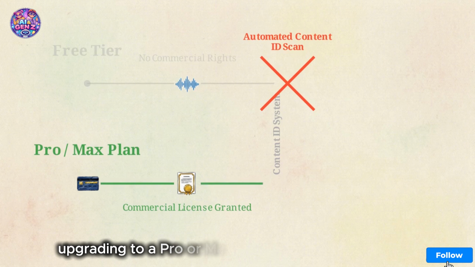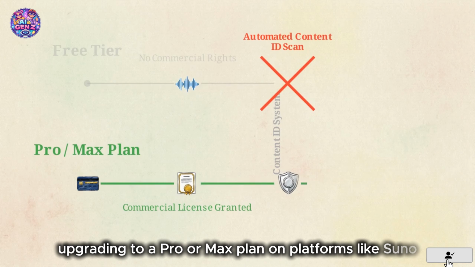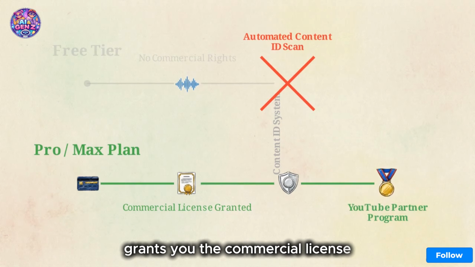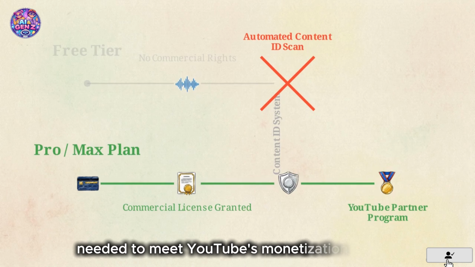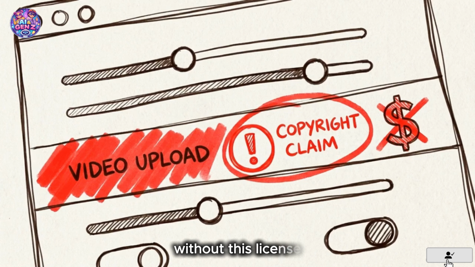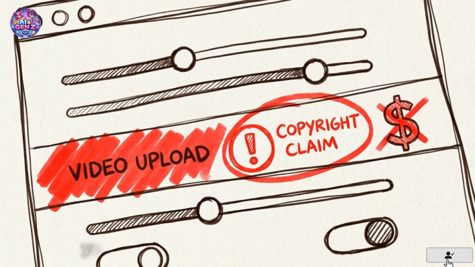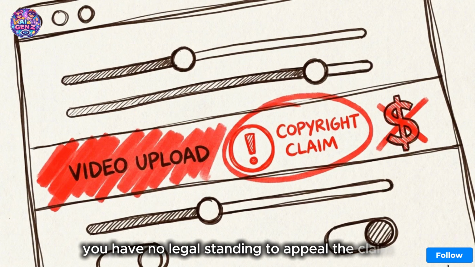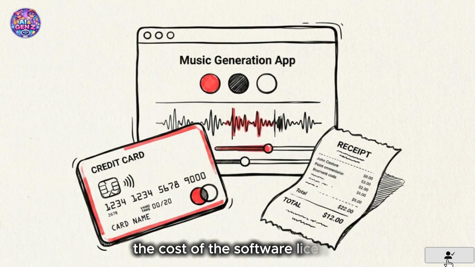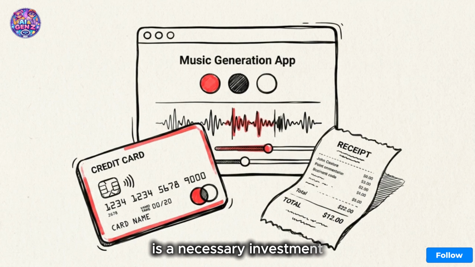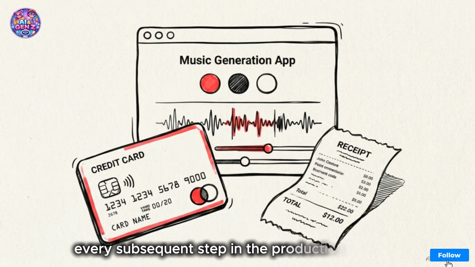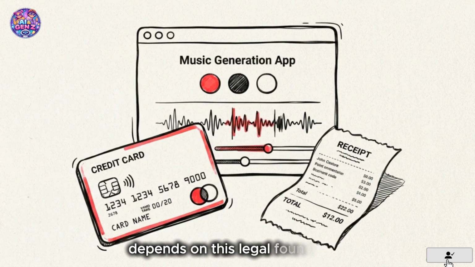Upgrading to a Pro or Max plan on platforms like Suno grants you the commercial license needed to meet YouTube's monetization criteria. Without this license, your content is essentially a copyright trap. If you are flagged, you have no legal standing to appeal the claim. The cost of the software license is a necessary investment. Every subsequent step in the production process depends on this legal foundation.